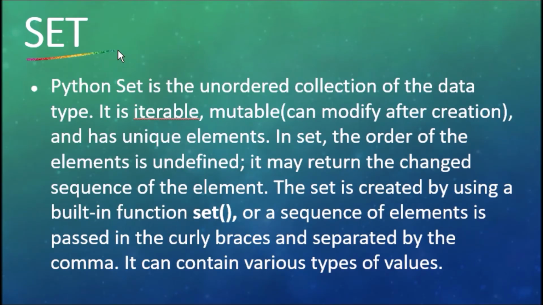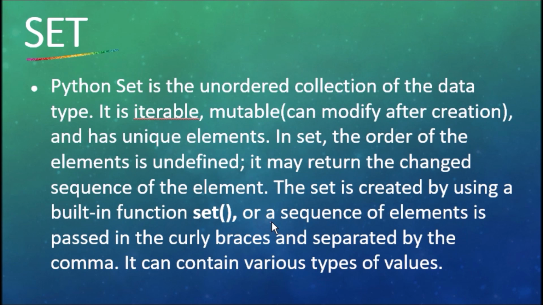Next data type is set. Python set is an unordered collection data type. It's iterable and mutable. Mutable means it can be modified after creation. And a set has unique elements. In a set, the order of the elements is undefined. It may return a changed sequence of the elements. The set is created by using the built-in set function, or a sequence of elements is passed in curly braces and separated by commas. And it can contain various types of values.